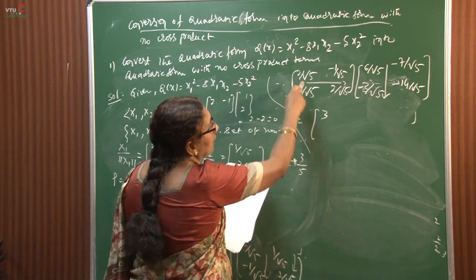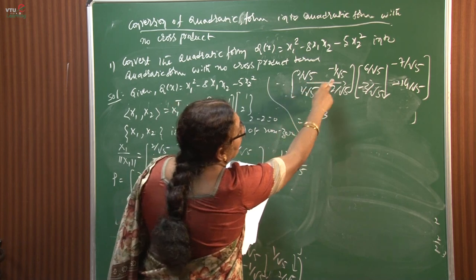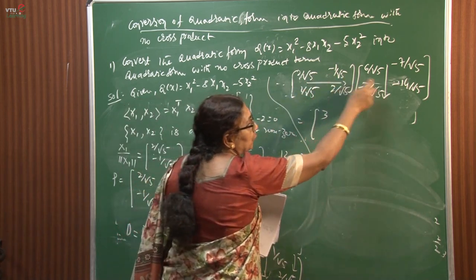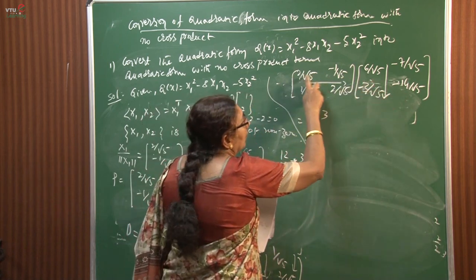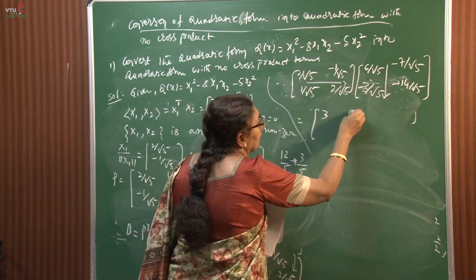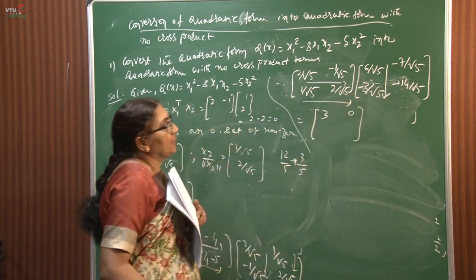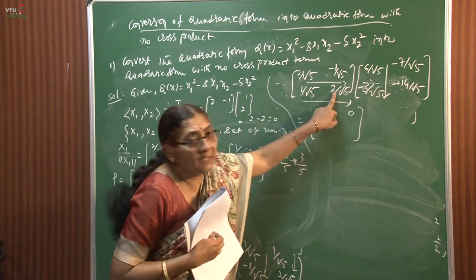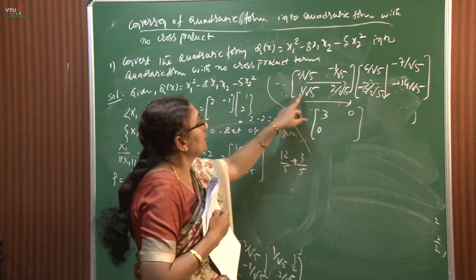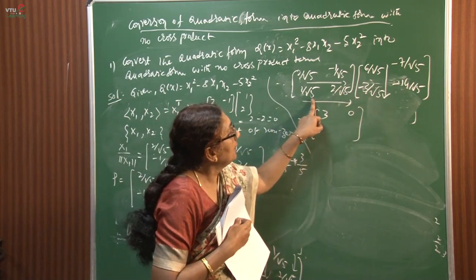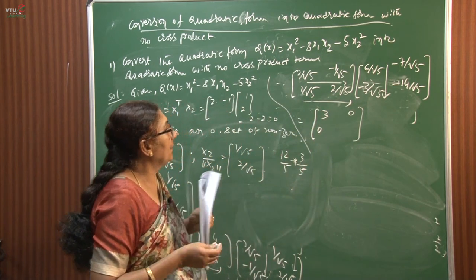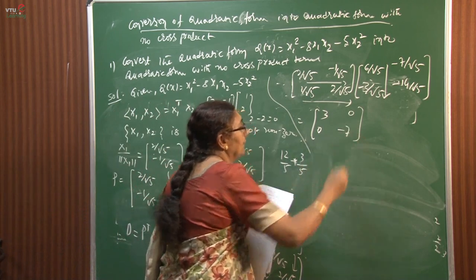Next, move to the next one. Minus 14 by 5, minus into minus plus 14. Minus 14 by 5 plus, because root 5 denominator is 5. 7 2s are 14, minus 14 by 5 plus 14 by 5, we get 0. Next, move to this row. 6 by 5 minus 6 by 5, because root 5 into root 5 is 5 in the denominator, 0. Next, minus 7 by 5 and then minus 14 by 5, then simplify that, we get minus 7.